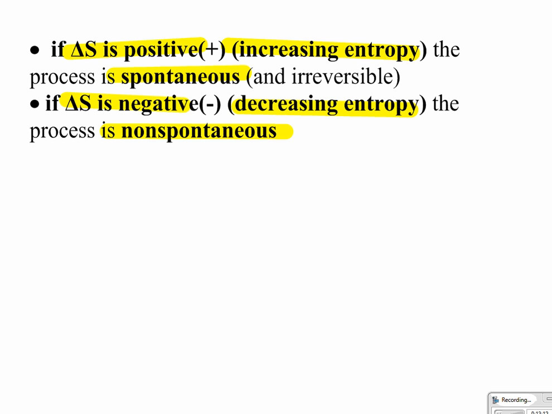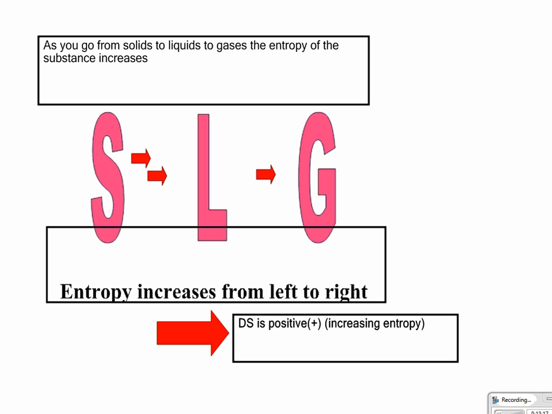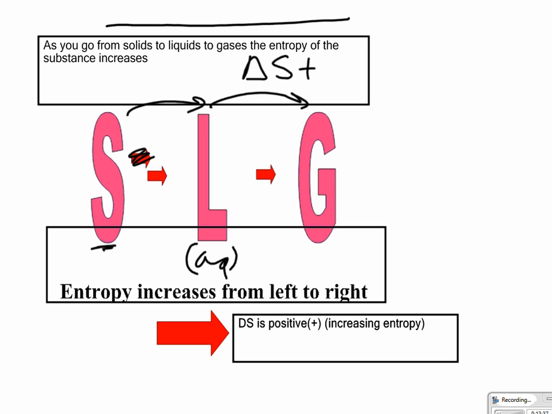The first thing we always use is the SLG rule if they're not having us calculate it. The SLG rule means that solids are more organized. Then if you have liquids or something that's aqueous, it's less organized. And then if you go from L to G, it becomes more disorganized. So as you go this direction, delta S or entropy is increasing. If you go the other way, it decreases. So delta S going the other way would be negative. So that's what we mean by doing it by inspection.